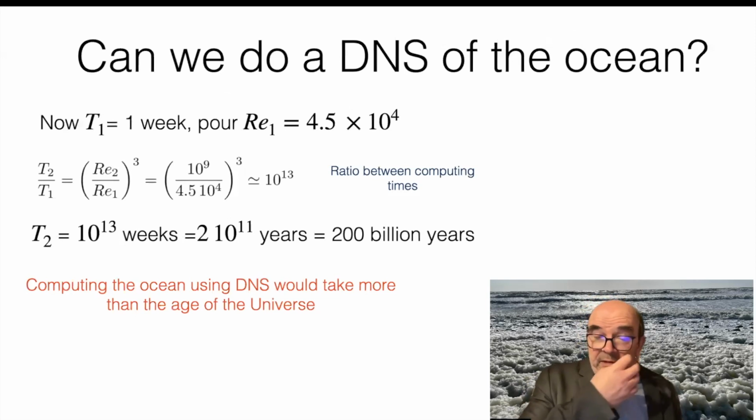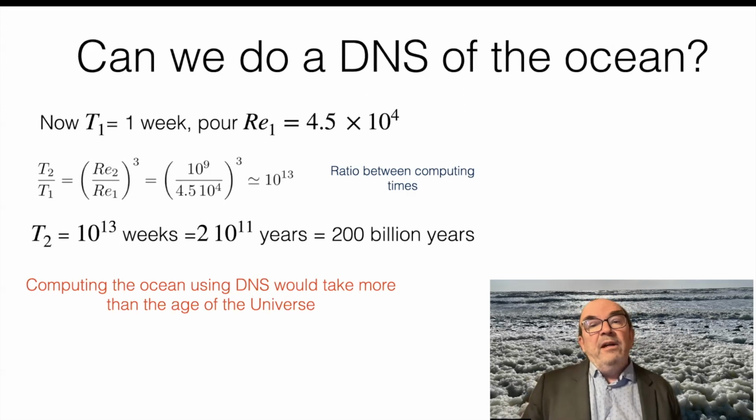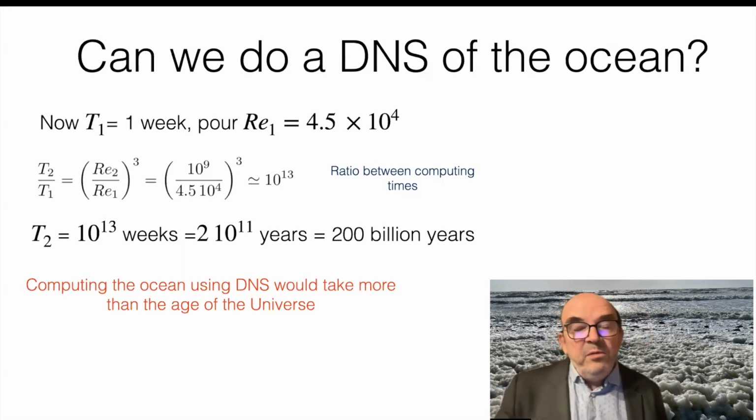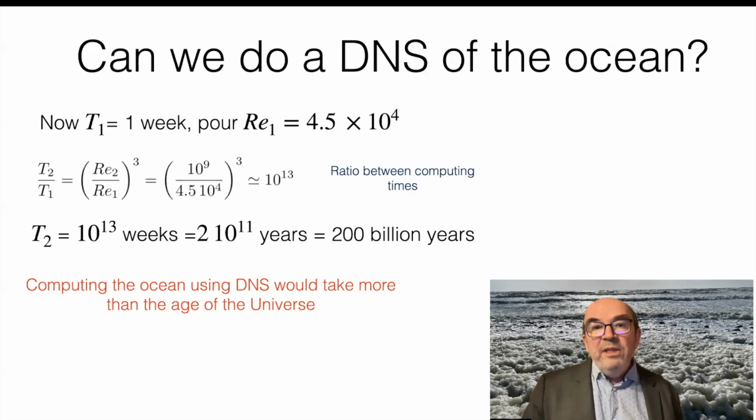Because the computing time is proportional to the Reynolds number cubed, if we want to do a DNS of the whole ocean, we need a computing time of 10 to the 13 weeks. The work I have shown just before was done during 1 week of computing on a very powerful computer. So if we want to do a DNS of the whole ocean, we need 200 billion years, which is 10 times the age of the universe.